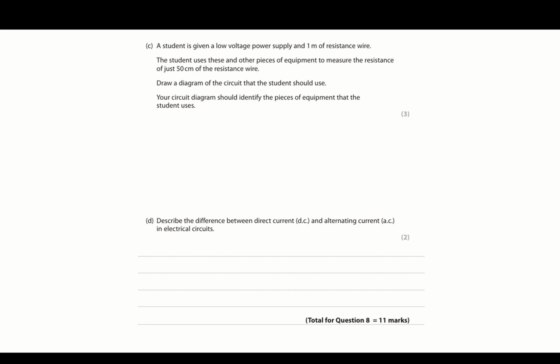Next one, a student is given a low voltage power supply and 1 meter of resistance wire. The student uses these and other pieces of equipment to measure the resistance of just 50 centimeters. Draw a diagram of the circuit. Your diagram should identify the pieces of equipment that they need. Right, okay, so let's get a ruler. And let's say it's a 50 centimeter ruler because that makes it easy. So I'm going to have my wire. Now I could, if I wanted to, add my crocodile clips, but I won't write it in full.